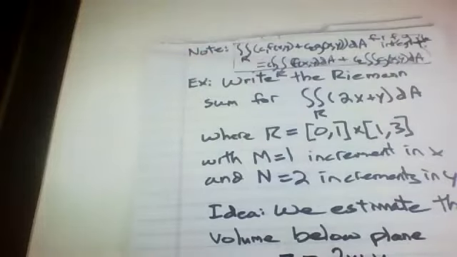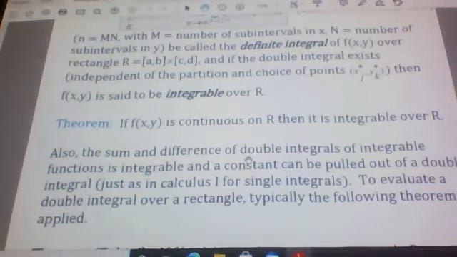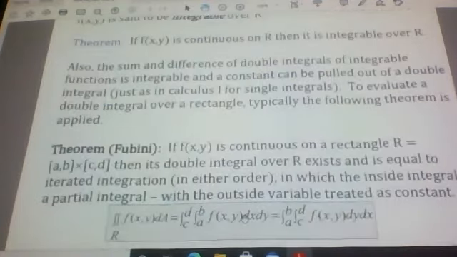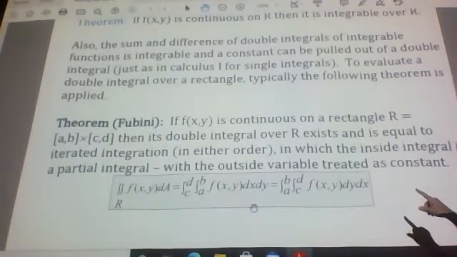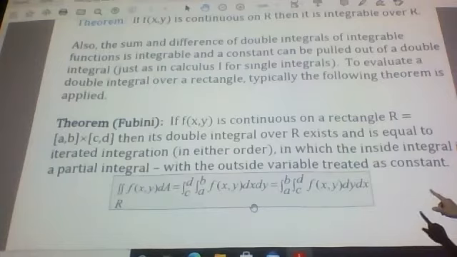Now, what are we going to do for these double integrals? Let's put this back. There it is, Fubini's theorem. If f of x, y is continuous, then it's integrable over a rectangle R, and is equal to the iterated integral in either order, in which the inside integral is a partial integral and the outside variable is treated as a constant.